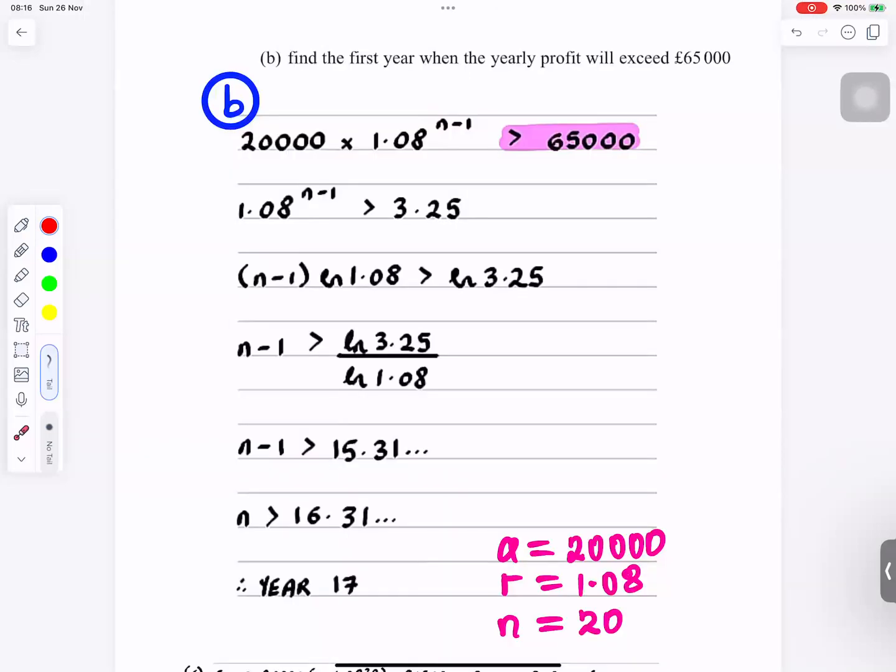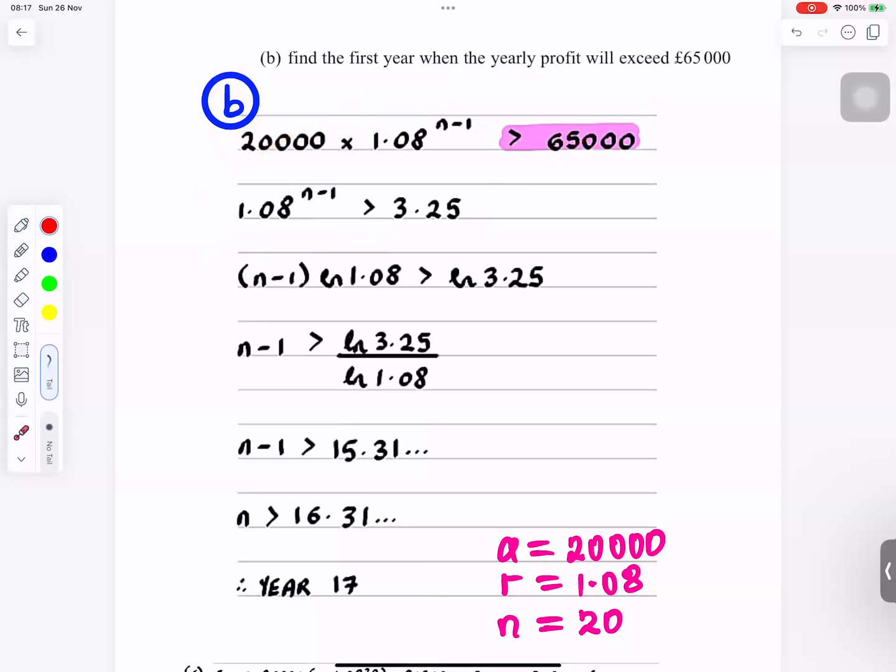Number 5, part B. Find the first year when the yearly profit exceeds 65,000. Exceed means greater than 65,000. So we have the nth term expression given there. So we want to find n. Solve that equation to find n. So we don't need to do trial and error by trying different numbers for n, we can use logarithms. So we divide by 20,000 on both sides.